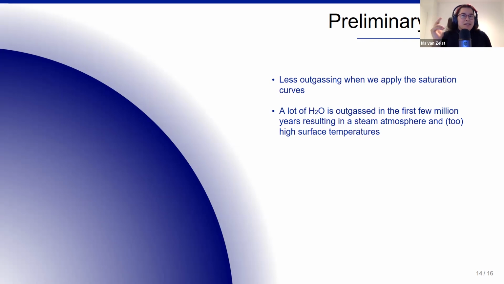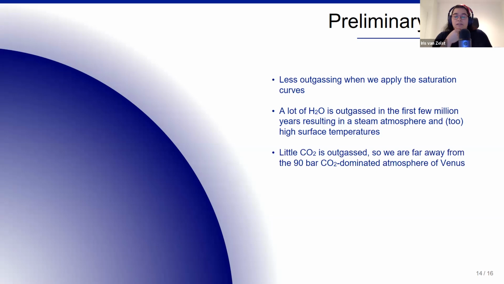And basically throughout the entire evolution, we see that according to our models, which is clearly incorrect, there is a steam atmosphere. And if we take reasonable values for the mantle concentration of water in the beginning, we get way too high surface temperatures. So there is something going wrong there. Another thing that we are worried about is that there is very little carbon dioxide outgassed, so we are very far away from the actual atmosphere we see on Venus. So this is all food for thought, and we'll put a pin in that for now.